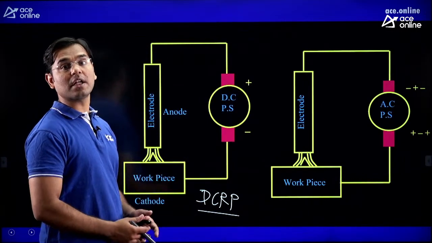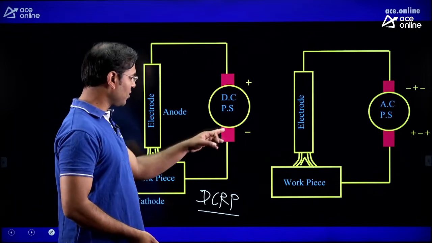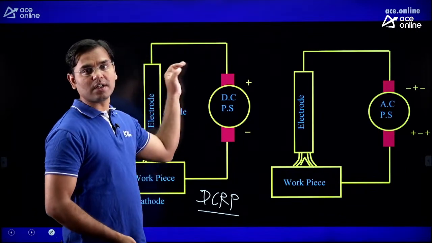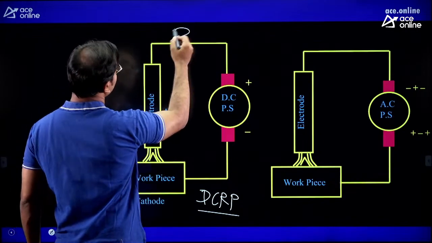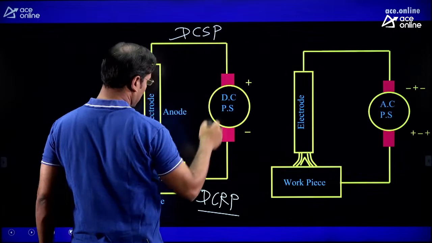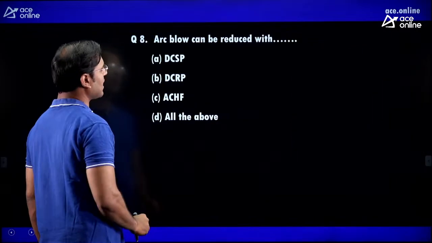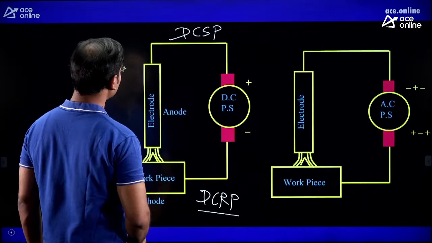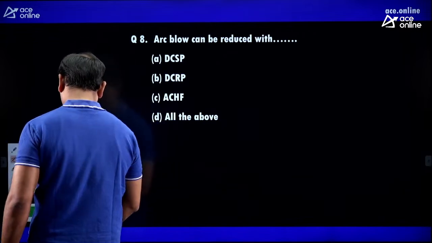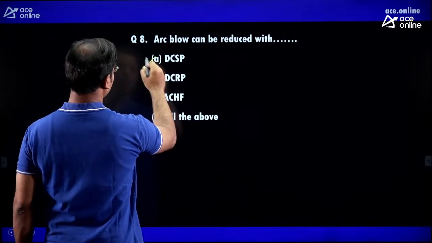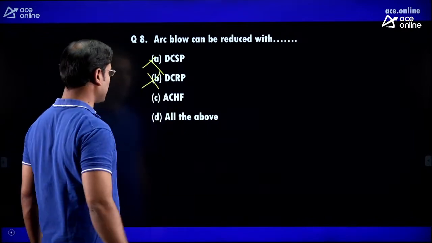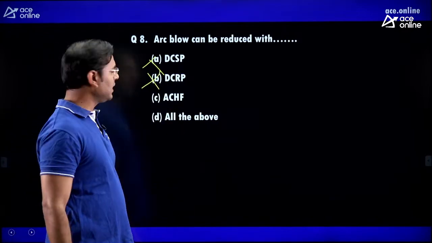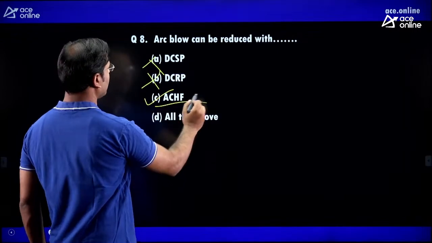What is direct current straight polarity? The workpiece is connected to positive and the electrode is connected to negative, then it is direct current straight polarity, DCSP. And now this is DCRP, direct current reverse polarity. Then you can see that arc blow can't be reduced with direct current straight polarity, and can't be reduced with direct current reverse polarity. Arc blow can be reduced only with alternating current high frequency.